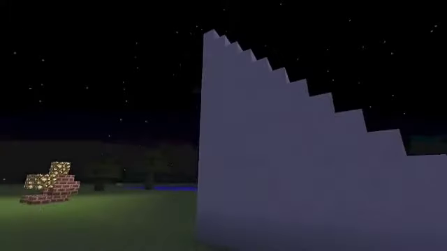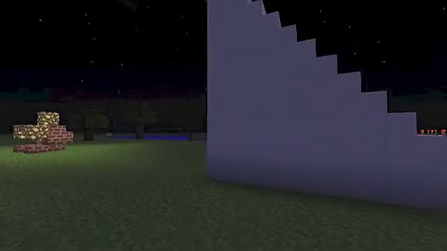Now, if we go over here, we have a right triangle, and we got 1, 2, 3, 4, 5, 6 blocks high, and 1, 2, 3, 4, 5, oh wait, never mind, 6 blocks wide. And 6 squared plus 6 squared equals 72. And the square root of 72 would be 8.5. So c would equal 8.5.